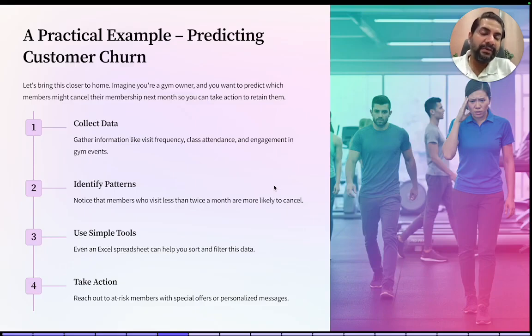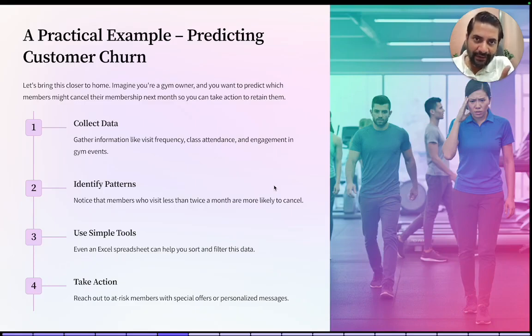But if it was to be done by machine learning, you would provide it all the data that you had of the previous visit frequencies, previous class attendances, previous engagements in gym events, and the previous customers who left or who did not continue with the membership. Now, machine learning is going to analyze that huge amount of data which a normal human brain can't, and then predict based on the past behaviors.